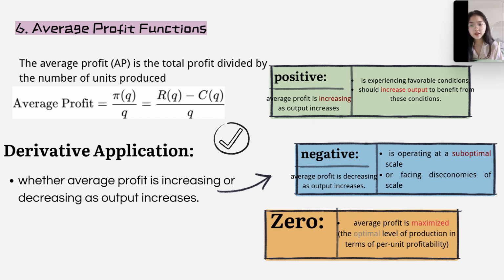If the derivative is positive, it means average profit is increasing as output increases. It often happens when the firm is experiencing favorable conditions and should increase output to benefit from these conditions. If the derivative is negative, it means the average profit is decreasing as output increases. It often happens when the firm is operating at a suboptimal scale or facing diseconomies of scale. If the derivative is zero, it means the average profit is maximized. This is the optimal level of production in terms of per unit profitability.